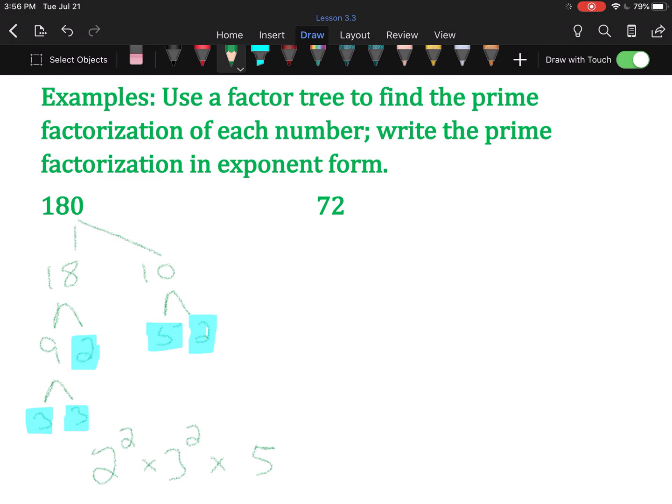And yes, I want it in order from least to greatest. If you don't put it in order from least to greatest, I'm going to take at least a half point away.